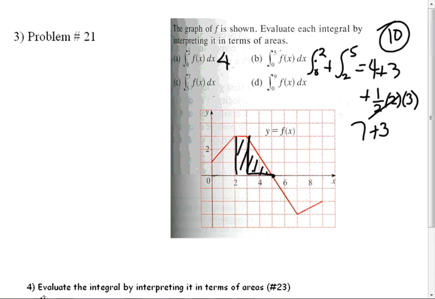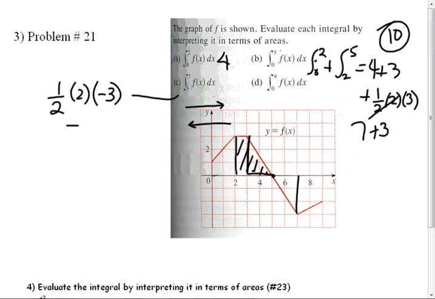What about 5 to 7? Now, why is it negative? Because the y value is negative. So order makes a difference. Because if you go left to right, that delta x is positive. If you go right to left, delta x is negative. So it's 1/2. 5 to 7, the base is 2 and the height is negative 3. So the answer is negative 3. That's the way to remember it. What about 0 to 9?